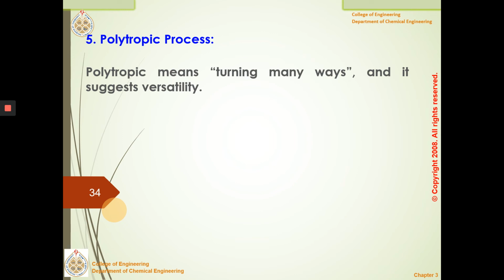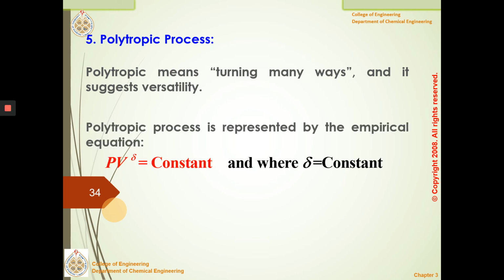So for that reason, we put an expression for it: PV to the power delta is constant. This is called delta. And then, Doctora, what does this mean? It means simply it depends on the value of delta. The path really depends on the value of delta.